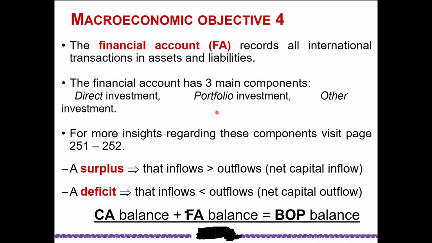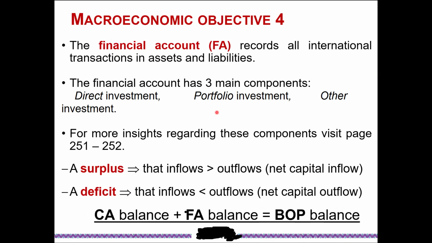Then we also have the financial account. Remember, I said we have two accounts in the balance of payments, which is the trade account or the current account and the financial account. So the financial account records all international transactions in assets and in liabilities. So basically, it records all interactions with the rest of the countries when we are purchasing assets and liabilities, maybe through our loans and borrowings, right?